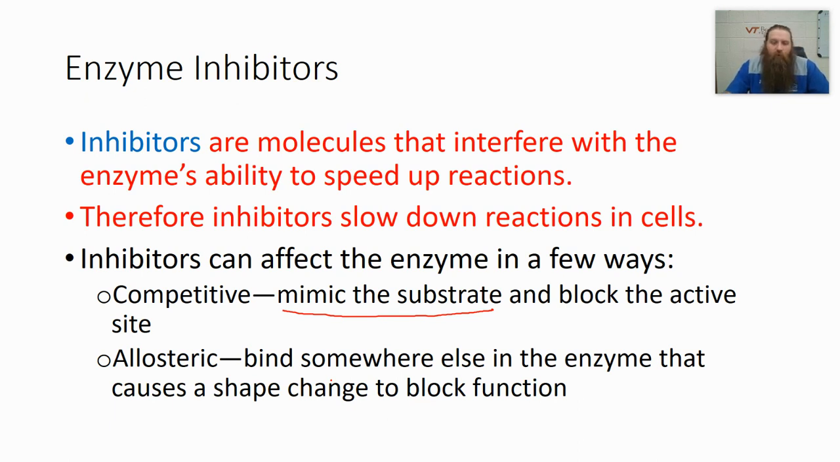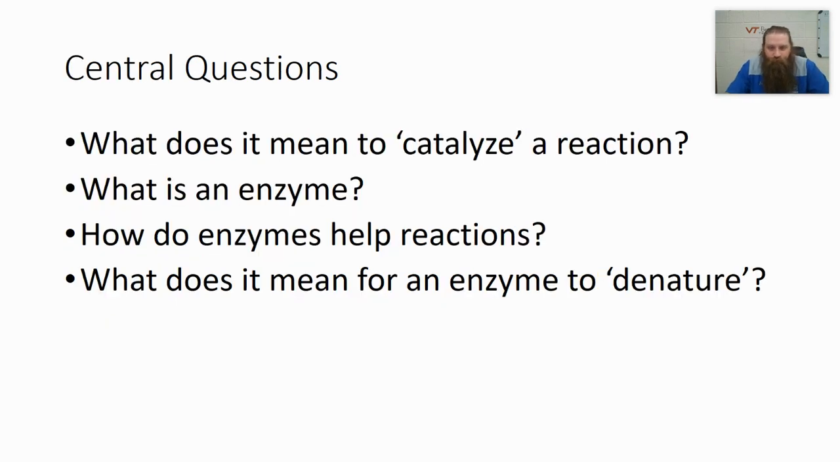And if it's allosteric, it's going to bind somewhere else on the molecule in order to stop the enzyme from working. Usually when it binds, it's going to change the shape of the enzyme, and we know that if the shape changes, the function changes. So there are a lot of things there, okay? Make sure you can answer these questions. Catalyze, what's that mean? What's an enzyme? How do they work? How do they help the reaction move forward? What's it mean to denature, right? And we'll talk more about enzymes as the year goes on, okay?